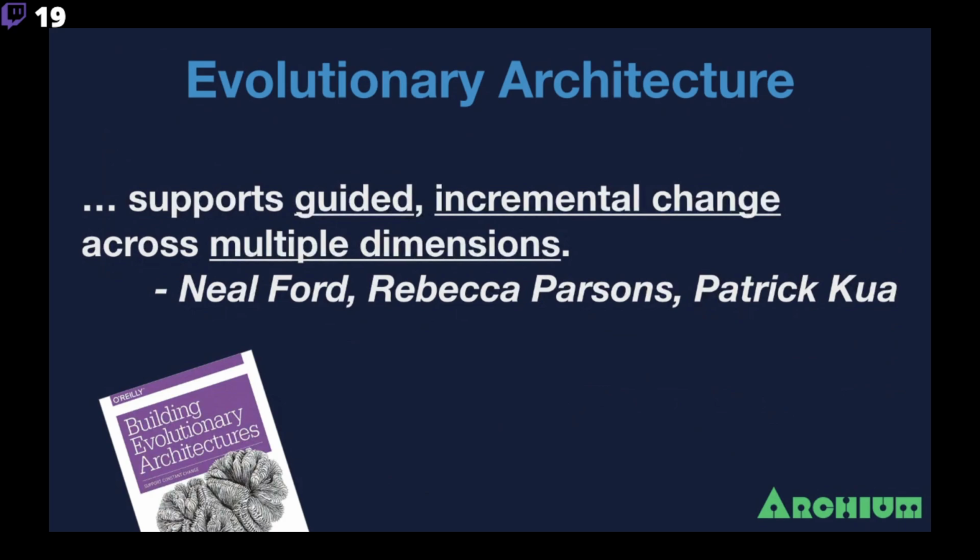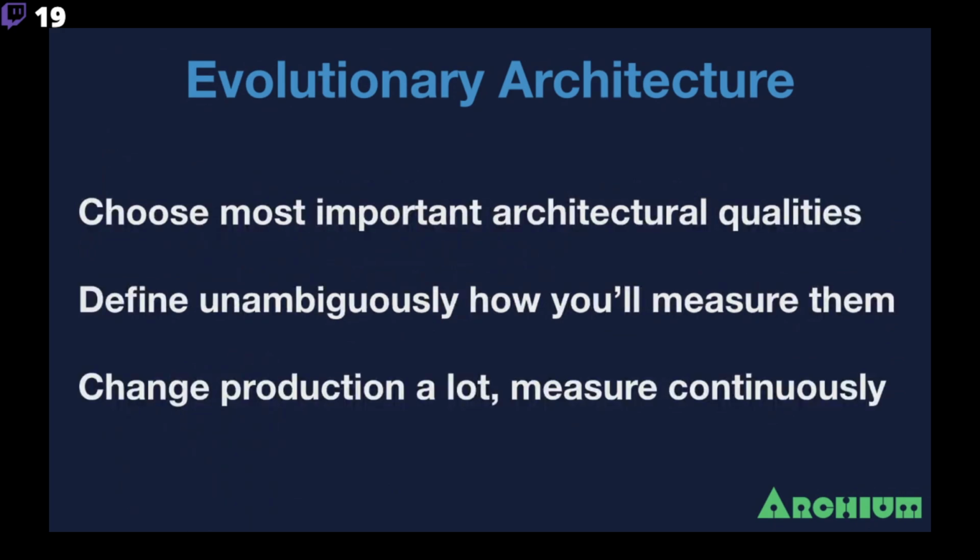Their definition is that it supports guided incremental change across multiple dimensions. There's quite a lot of ideas packed into that, but I boil it down to 3 actions. First, you choose the most important architectural qualities, the things that are most important for your system to achieve. Some examples would be security, or maybe auditability, or maybe performance. Could be any of these things, could be all of them. But you need to decide what they are.